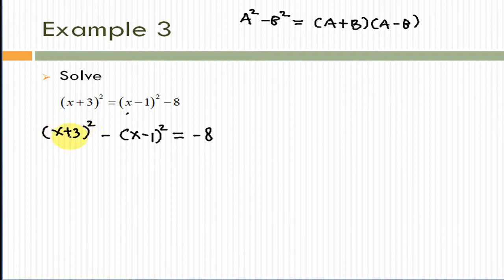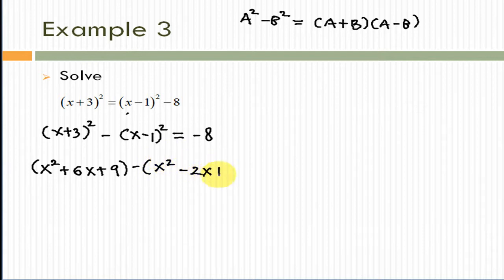One thing you can do is expand this expression. You can FOIL this. You can check by yourself that after you FOIL this, you get x squared plus 6x plus 9. And after you expand that, you will get x squared minus 2x plus 1 equals negative 8. Let us try to open the parentheses.